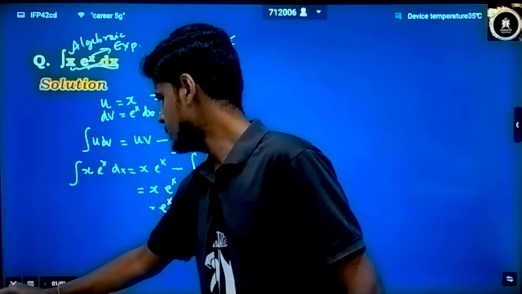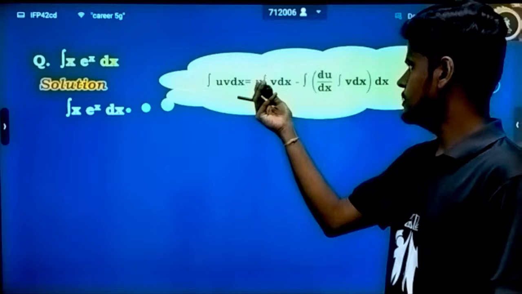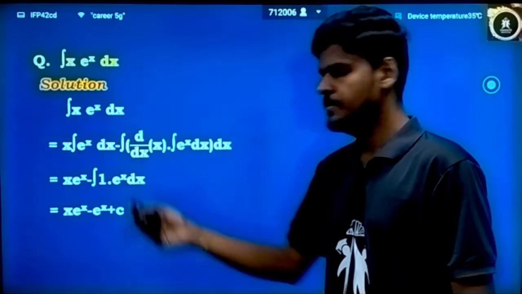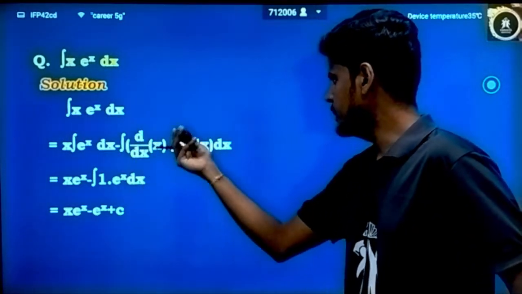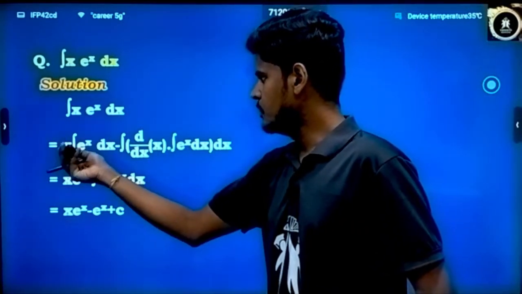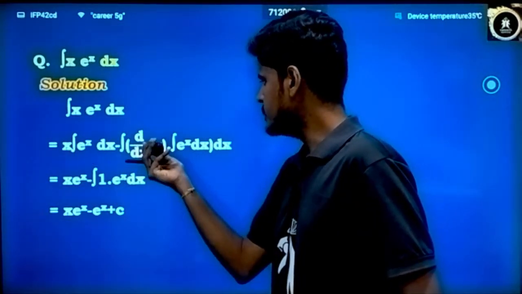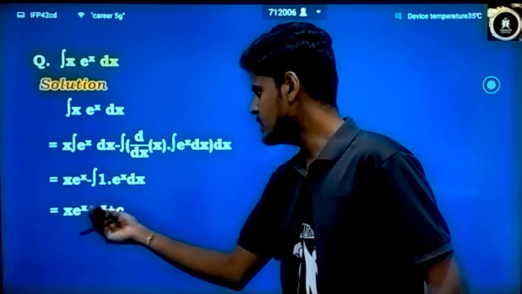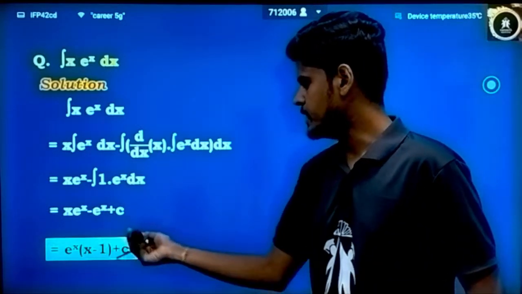You can use this in competitive exams. Now we will see the solution. Again, first function will be taken as u, second function is v. So x into integral e power x dx minus integral of differentiation of first function into integration of second function. You should remember it like this: u into integral of v minus integral of differentiation of first function into integration of second function. So final answer is x into e power x minus e power x plus c. That is e power x into x minus 1 plus c.